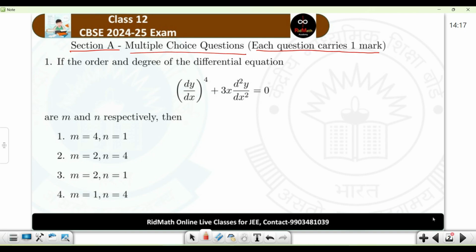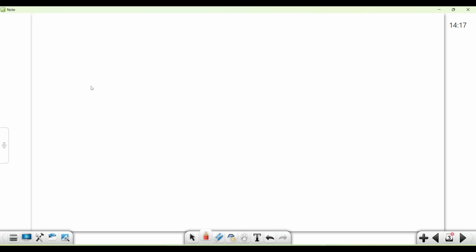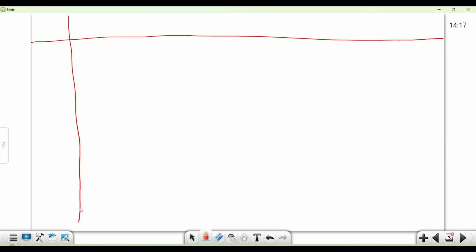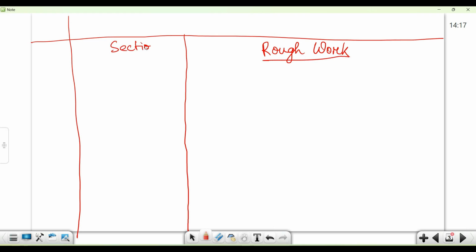Before starting, a small advice: when you are writing this section A MCQ part in your question paper, do it like this. Suppose this is your margin, like this is your answer script, and draw a margin like this. Use this space for rough work, I mean to get the answers of the MCQs. Right here, this is section A.